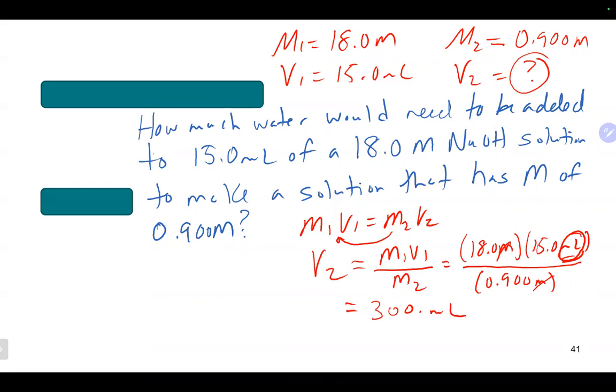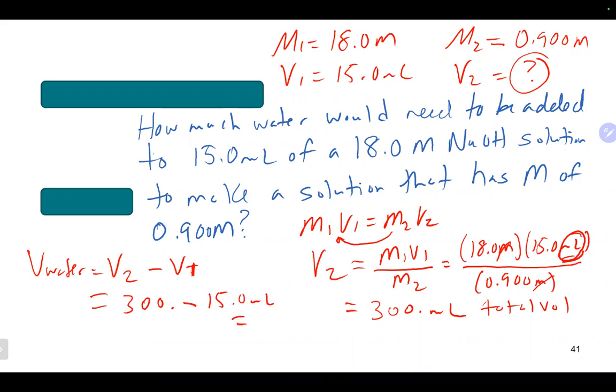Is that the answer here? That is not the answer. That's actually 300 milliliters of my total volume that I'm going to make, right? And that's usually what you get when you solve for V2. So the volume of water would be found by taking my final volume minus my initial volume. If we did that, that would be 300 minus 15 milliliters, which gets us something like 285 milliliters of water.